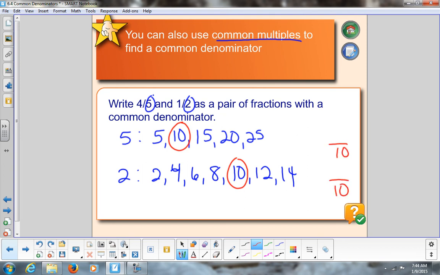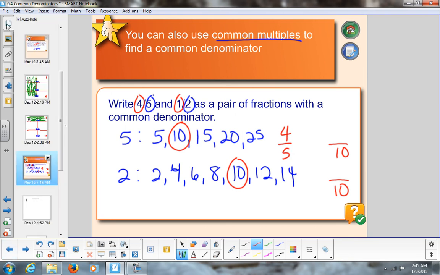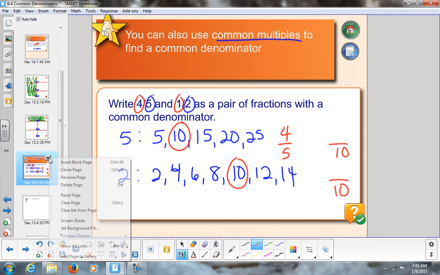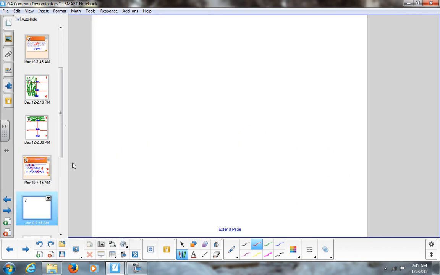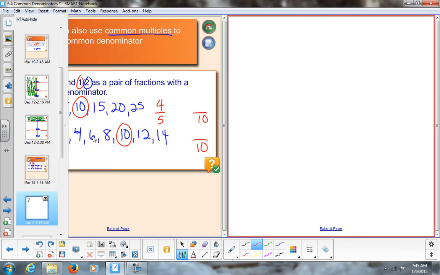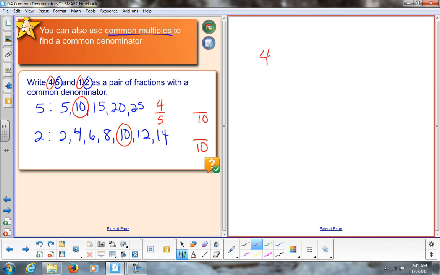But how do I figure out the rest of the fraction? I know that my denominator's got to be 10, but I got to get from 4 and 1. I can't just leave 4 and 1 by themselves. So I got to go 4/5. Let's get another piece of paper. Okay, so I have 4/5 and I have 1/2. Okay, and I want to make them into 10 size parts.